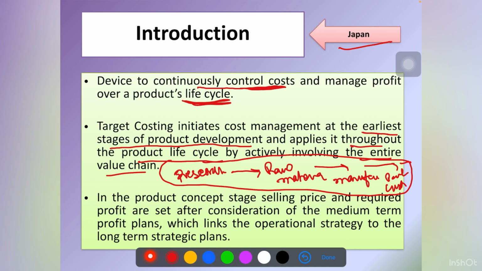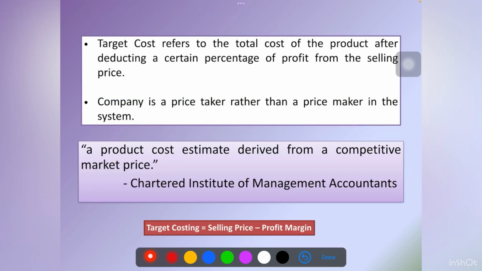So what happens in target costing is that we determine two things. First is the selling price, and another one is the required profit. These are the two things that we need to keep in mind before setting any target costing. Both of these things will be determined on the basis of operational strategies and long-term strategic plans of the company.